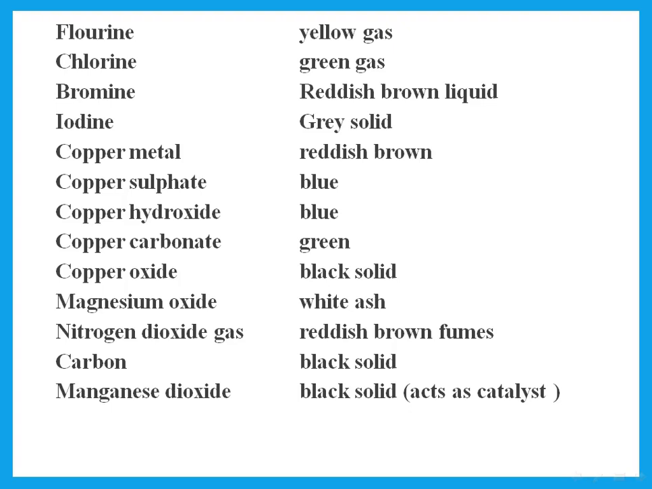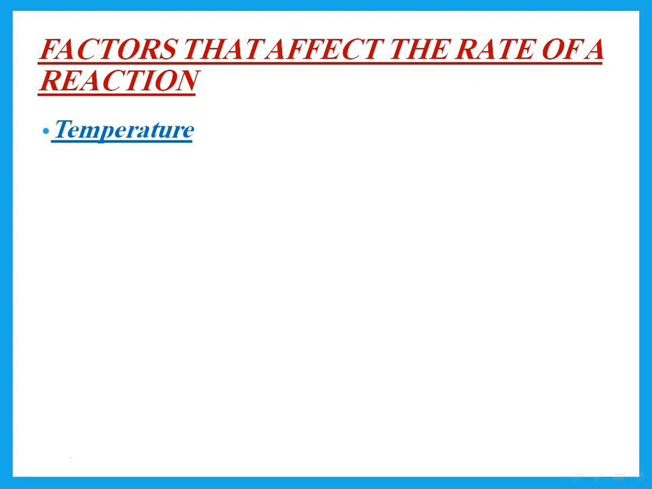Nitrogen dioxide gas, when we talk about metals, they will give nitrogen dioxide gas when the nitrates are heated. This is a reddish brown fume. Carbon is a black solid. So if he says that he heated an organic compound and it gave a black solid, then that black solid is probably carbon. Manganese dioxide is used as a catalyst for decomposition of hydrogen peroxide. It is also a black solid.